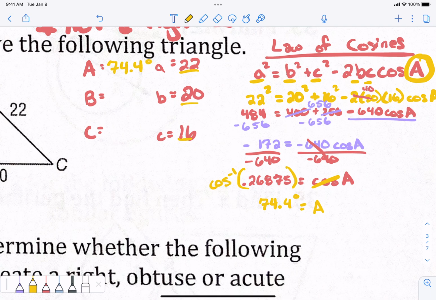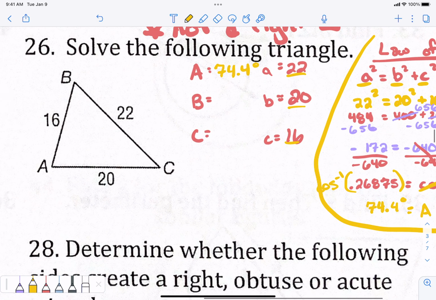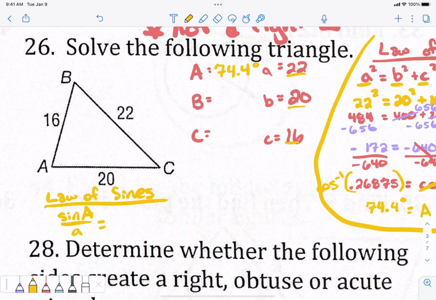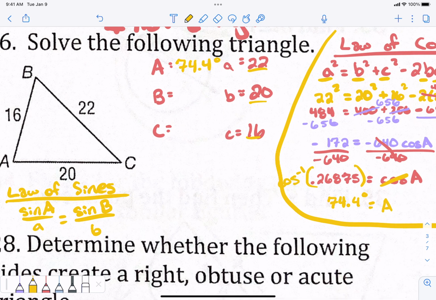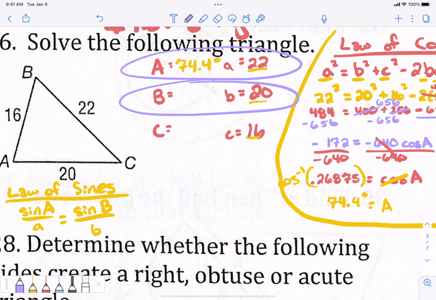But the next part's easy. 74.4 degrees. Okay. Now, the law of cosines. Don't ever do that more than one time per problem. You should never have to do it more than once. Now we can do the law of sines. Law of sines. I'm going to put it here. And the law of sines is sine of A over A equals sine of B over B. Okay. That's what the law of sines is, and this is a lot easier to do, okay? So now that we have a group like A and A, we can use that, and we're going to solve for B, this guy, next, using our law of sines, okay?